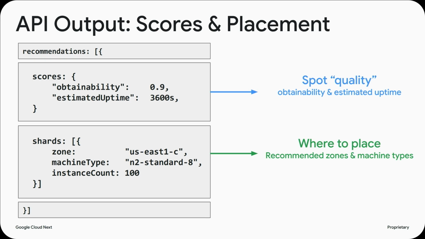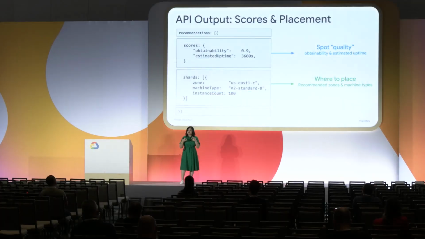Let's look at the output. So with a high obtainability score of 0.9 and an estimated uptime of 3,600 seconds, an hour, the API recommends that we deploy all 100 VMs as N2 standard 8s in US East 1C. This is the best recommendation that the API found at this point in time. Because the obtainability score is high, you have a high likelihood of obtaining this capacity if you act now.